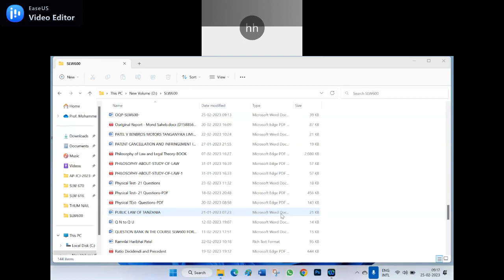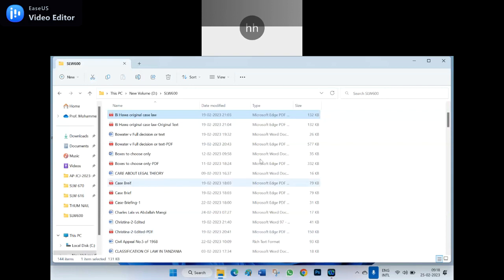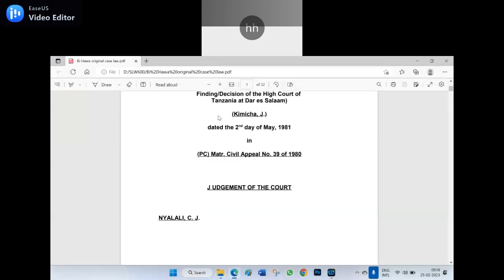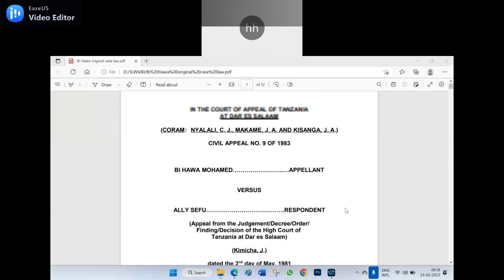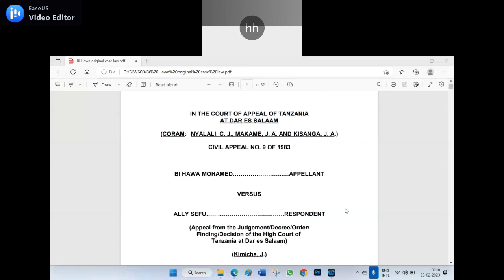Now we are continuing our task, which is case briefing. In the case briefing, I told you that I will give a full judgment to you, and you have to write or attempt it in the P-FIRAC model. I gave this case law already, and I told you to do it and come to the class and send it to me. The case law name is B Hawa Muhammad versus Ali Saif.